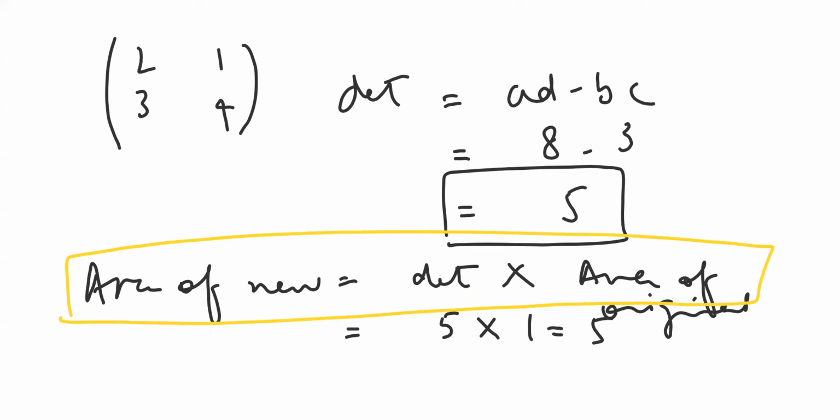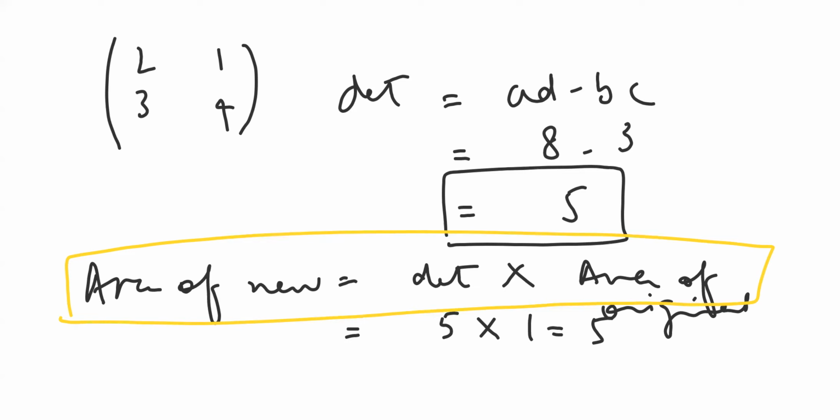We don't have to go through the entire process of taking out the area of the rectangle first and then subtracting the area of the triangle and then finally coming up with the area of the new shape. So we can simply find out the area of the new shape by multiplying the determinant with the area of the original shape. सही है?